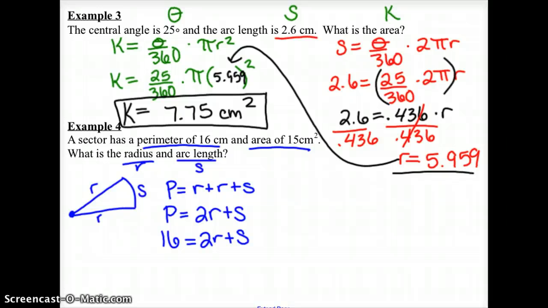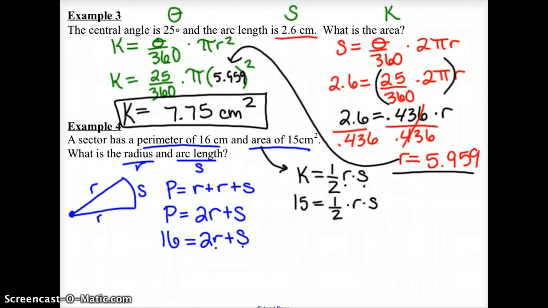Now, I do need to find both the radius and the arc length. But we know from Algebra 1, if you have 2 unknowns, you have to have 2 equations. So my second equation comes from the area. My area formula is k equals 1/2 r times s. I'm using this formula because it has r and s in it, which is the 2 variables I'm looking for. If I replace the area of k with 15, I have 15 equals 1/2 times r times s.